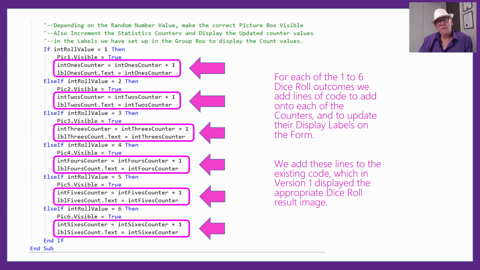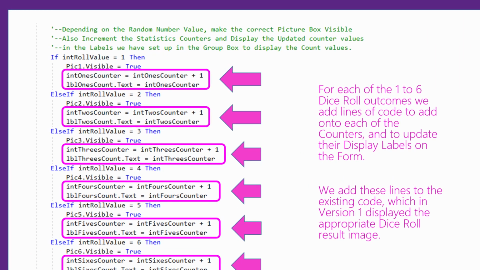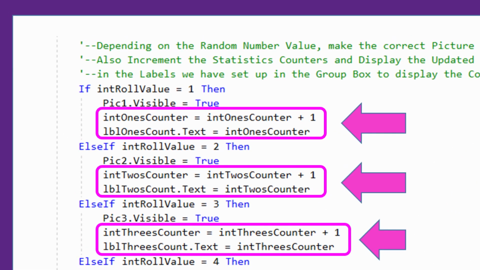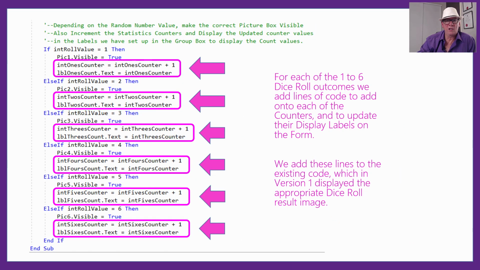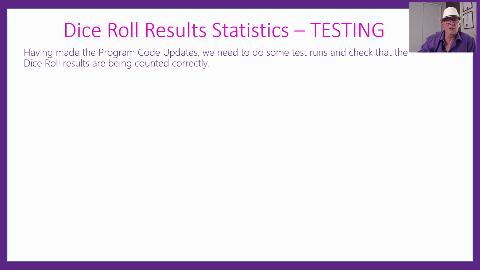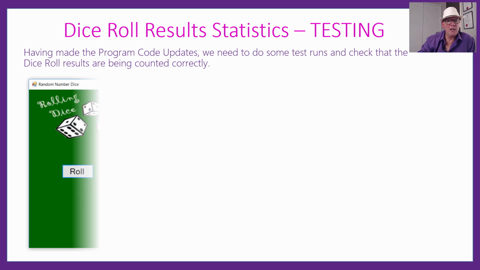So for each of our outcomes where it's making the picture visible so we can see it, we just add 2 lines of code there, which is going to add one onto the correct counter and also get that counter's updated value put out onto the form. So adding that in will pretty much finish the program. They're the only changes we need to make. So now we need to test it.